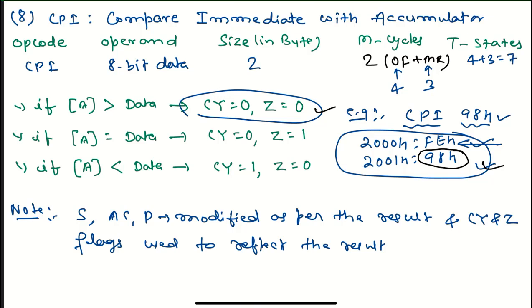So the major point that we need to keep in mind is that the carry and zero flags are used to test the result. The rest of the flags are modified as per the subtraction result. And the key point is, after execution of this instruction, it is not going to change the content of the accumulator. The subtraction result is not going to be stored into the accumulator. It is just for internal purposes.